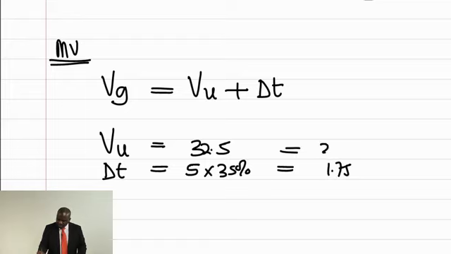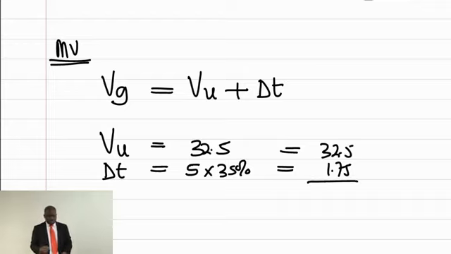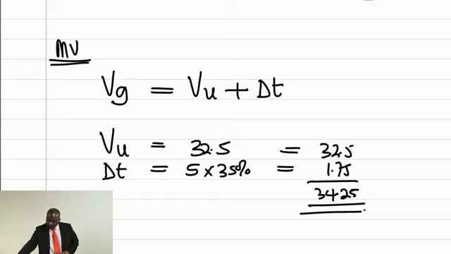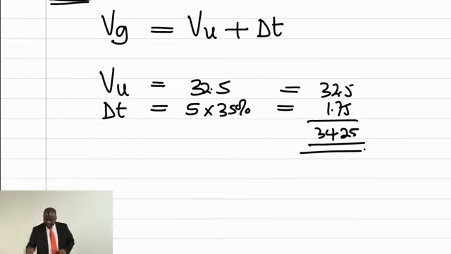So this is 32.5. Therefore, what will be our total value? Our market value overall is supposed to be 34.25 million. So that is basically the A.